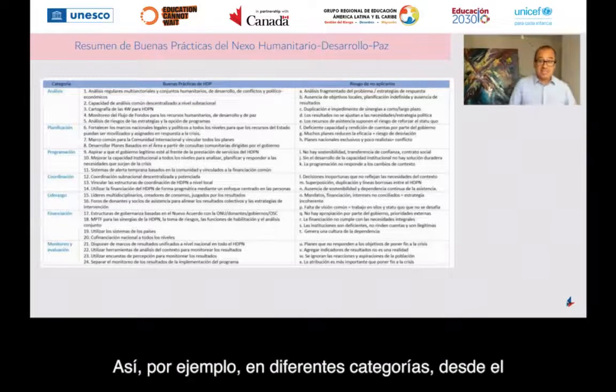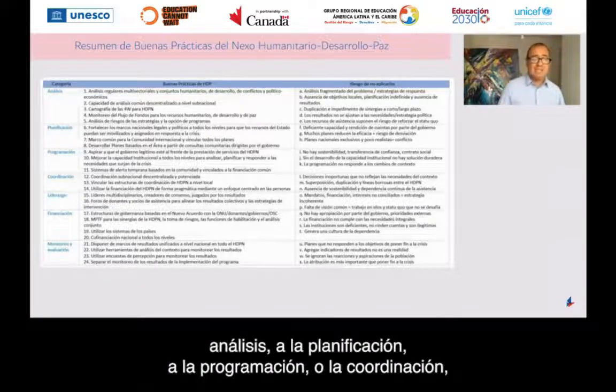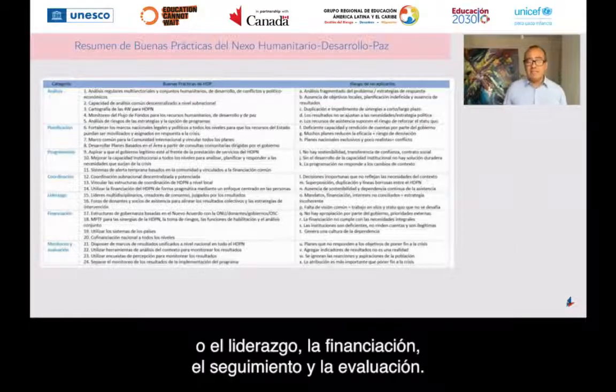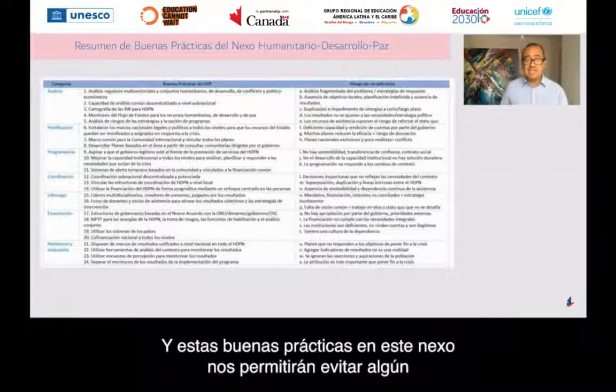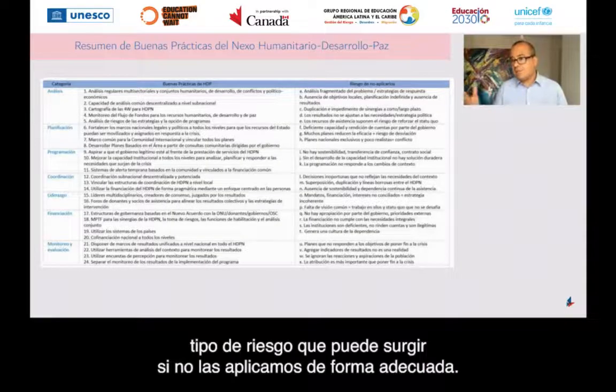So, for instance, in different categories: on the analysis, on the planning, on the programming, on the coordination, the leadership, the funding, the monitoring, and evaluation. And these good practices in this nexus will allow us to avoid some kind of risk that can emerge if we don't apply them in a good way.